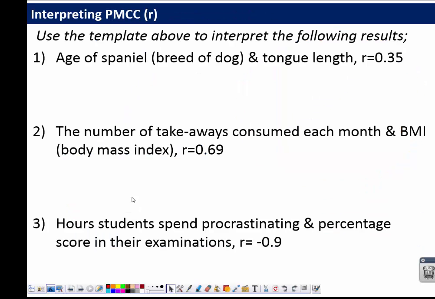Now we're going to be interpreting some values for R again. So a quick recap. We had a template for interpreting. Either it was strong, moderate, weak, or no, and then we had positive or negative, and finally we had to relate it to our data. Okay, so looking at this first question, it has an R value of positive 0.35. So we'd say that was a weak positive correlation between the age of the spaniel and the tongue length.